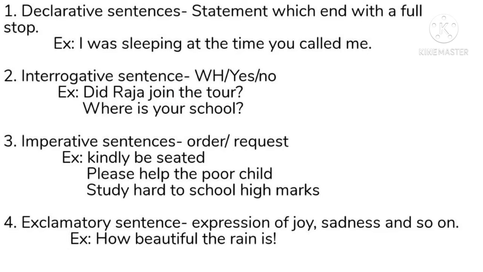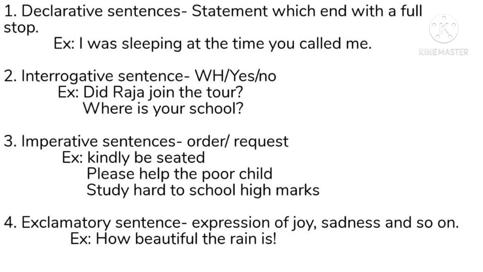First one, declarative or assertive sentences. Declarative sentences are ordinary statements which end with a full stop. Example, I was sleeping at the time you called me. Next one, interrogative sentences. Interrogative sentences are questions. They end with a question mark. We all know that interrogative sentences have two types: yes or no questions, or WH questions. For example, did Raja join the tour? Where is your school?